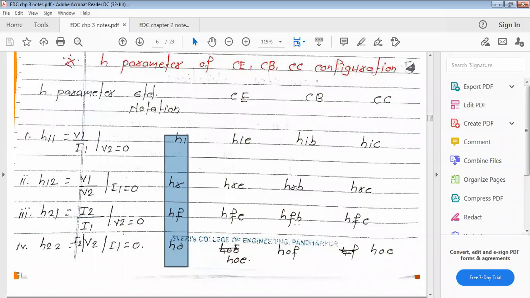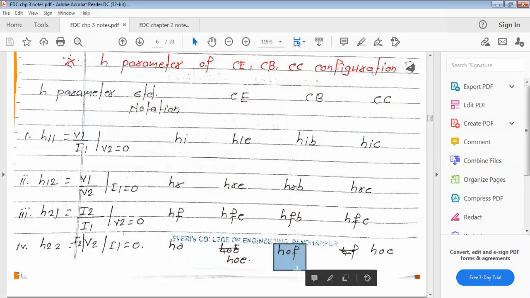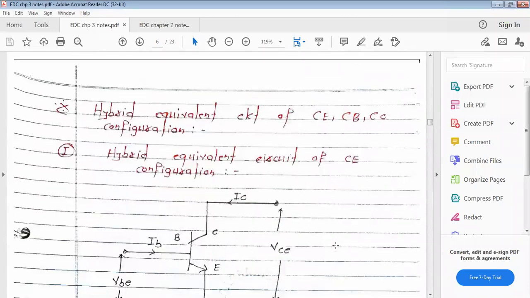For common base, it is HFB. Now what is HO? HO is H22. It is nothing but I2 upon V2 when I1 is 0. What is the HO for common base? It is HOB, not HOF. You have to correct it. So these are the representations of hybrid parameters.